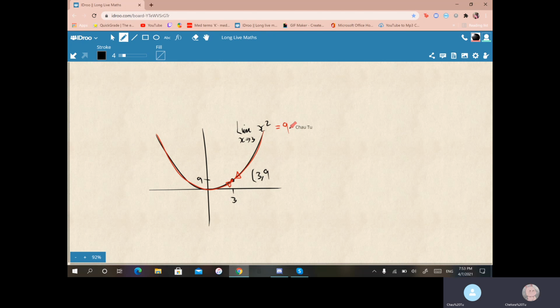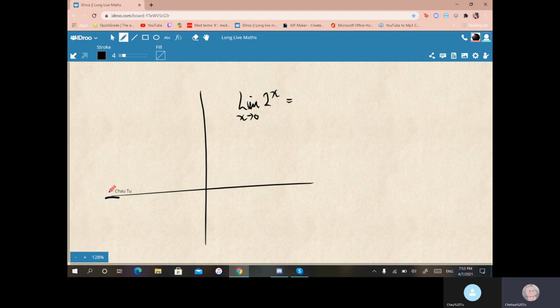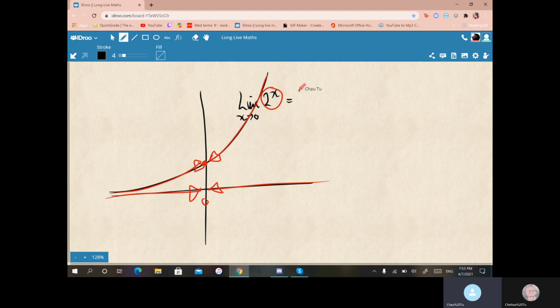And then I would ask you, let's say, what is the limit of 2 to the power of x as x heads towards 0? So what's the limit of this? Yeah, that's that one there. You've got to head towards 0 from the left-hand side and from the right-hand side, but you have to move along the function. So that height would be 1. Both sides meet right there. So we said the limit is 1.